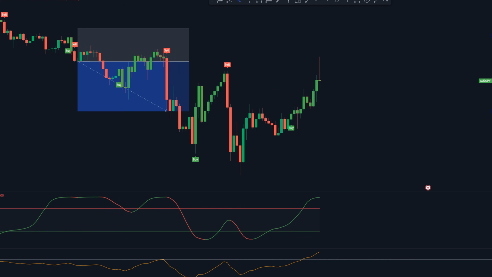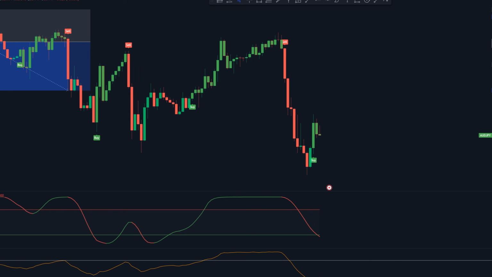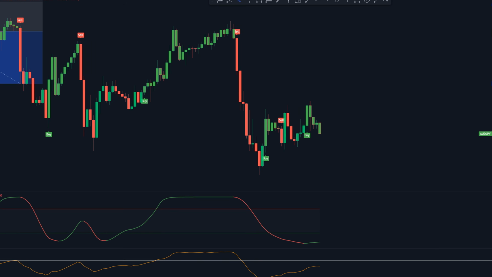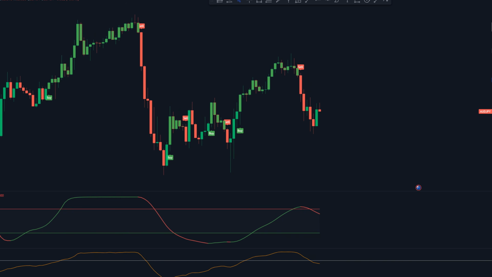Now, in summary, the strategy showcased here employs the STC and the MACD indicators alongside the UT bot alerts to identify precise entry points for long and short positions. It leverages market trends, momentum shifts, and optimal risk-reward ratios to facilitate strategic trading decisions.